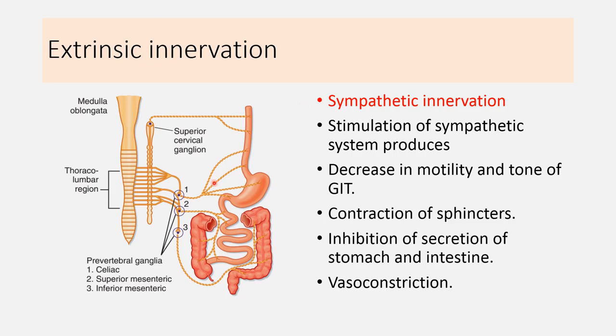Sympathetic innervation is also known as thoracolumbar outflow. From the thoracolumbar region, through the superior cervical ganglion and prevertebral ganglia, it supplies all portions of the gastrointestinal system. Stimulation of the sympathetic system decreases motility and tone of the gastrointestinal tract, causes contraction of sphincters and inhibition of secretion from the stomach and intestine. It also produces vasoconstriction.